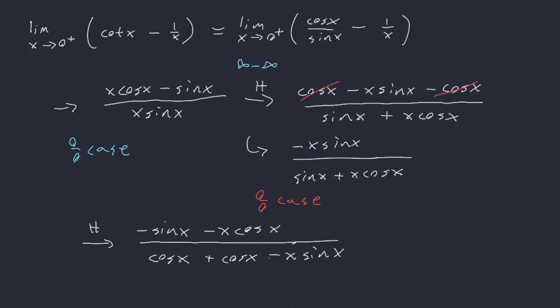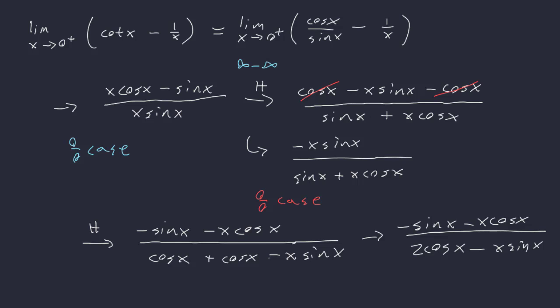Now, I could understand that by this point, some of you may have been concerned that, oh, is all we're doing swapping back and forth, right? We're not going to get anything useful. And it turns out it looks that way, but not quite. This ends up being negative sine x minus x cosine x all over 2 cosine x minus x sine x.